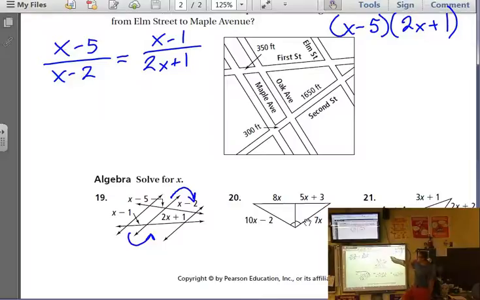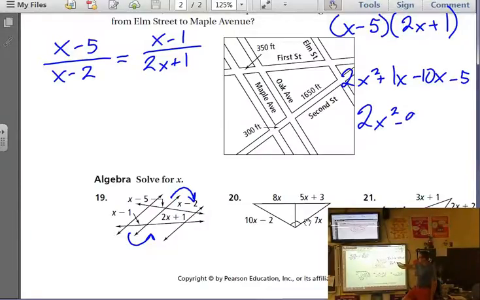Multiply your firsts. I get 2x squared. Multiply your outsides. I get a positive 1x. Multiply your insides. I get a negative 10x. And multiply your lasts. I get a negative 5. I then combine my like terms. I get 2x squared minus 9x minus 5 as my one cross product.